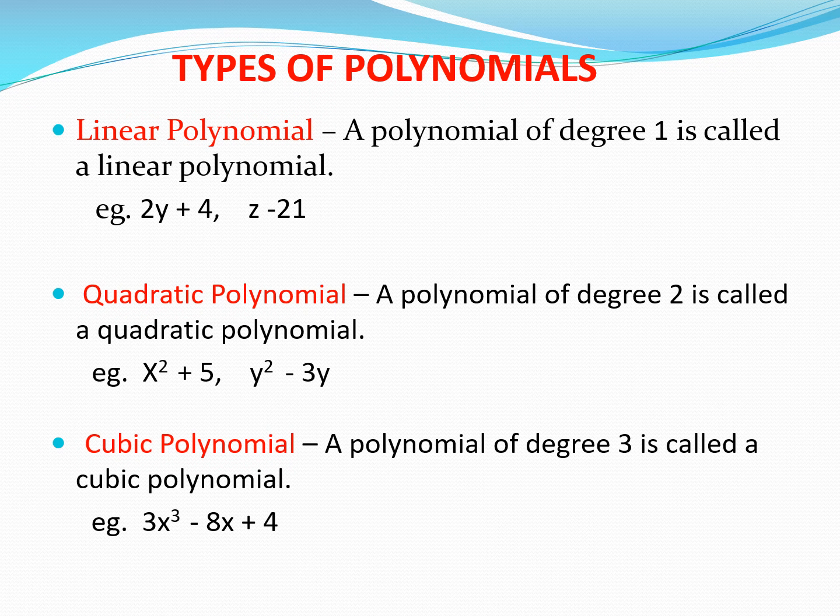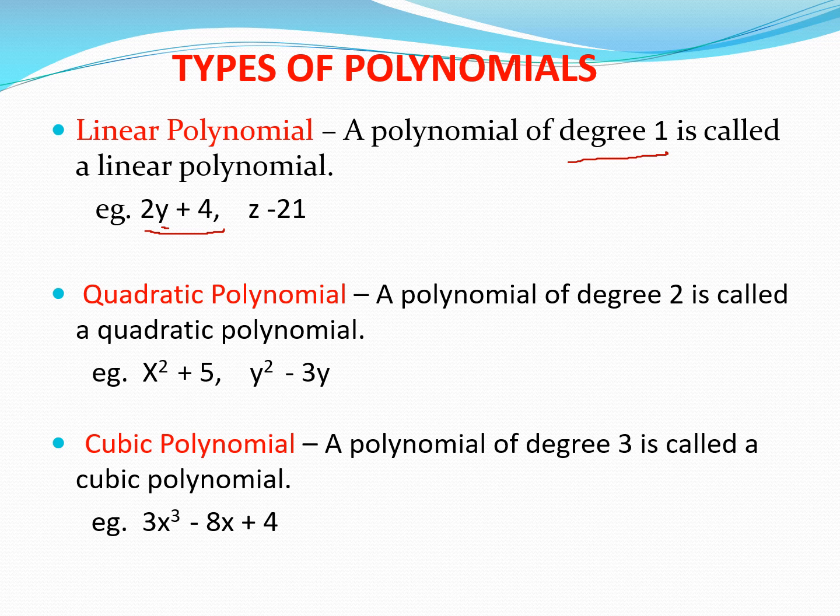Now the next topic is types of polynomials. First is the linear polynomial. A polynomial of degree 1 is called a linear polynomial. So what we have to do is see the polynomial and check its degree. If the degree of the polynomial is 1, that means the given polynomial is a linear polynomial. For example, here it is written 2y plus 4. The variable is y and the power of the variable is 1. That means the degree is 1.